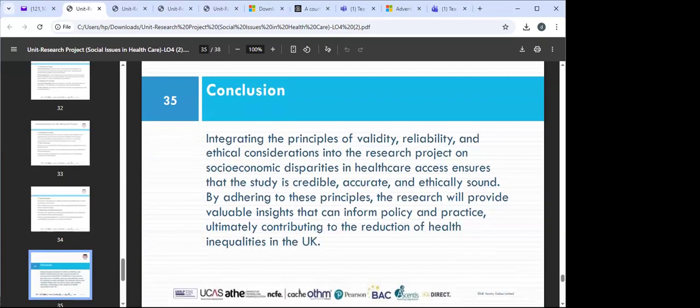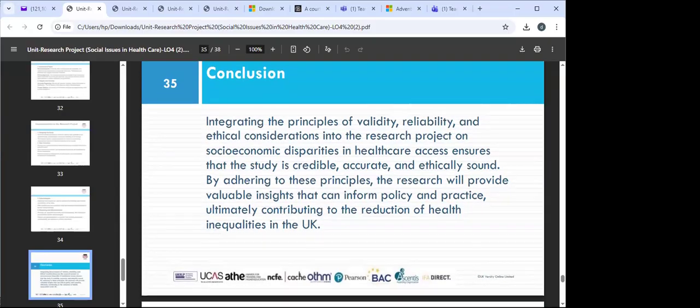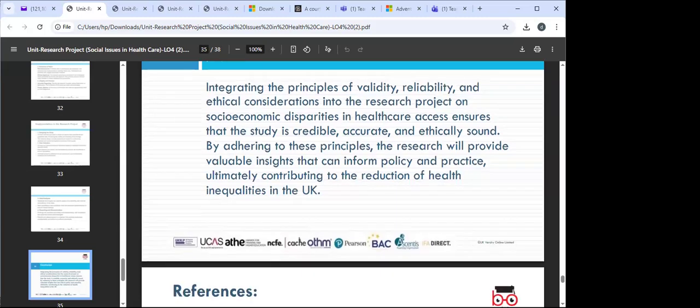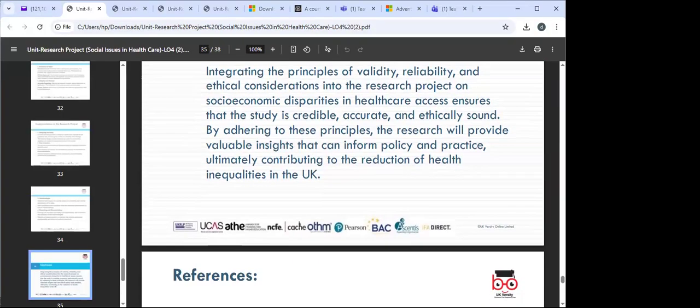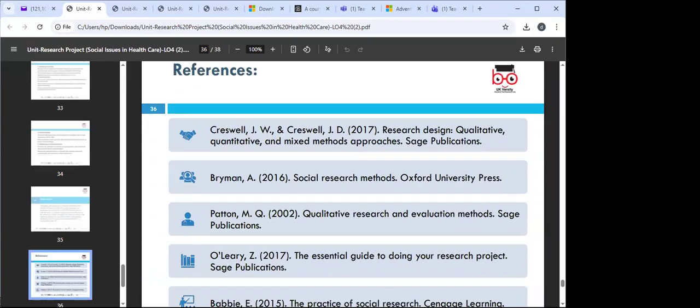Conclusion. Integrating the principles of validity, reliability, and ethical considerations into research projects on socioeconomic disparities in healthcare and access ensures that the study is credible, accurate, and ethically sound. By adhering to these principles, the research will provide valuable insight that can inform policy and practice, ultimately contributing to the reduction of health inequalities in the UK. And these are your references.